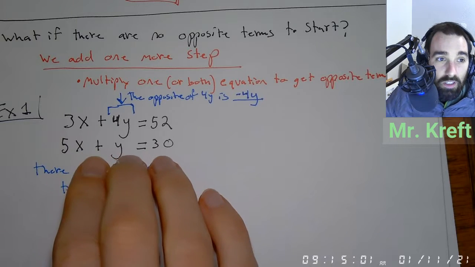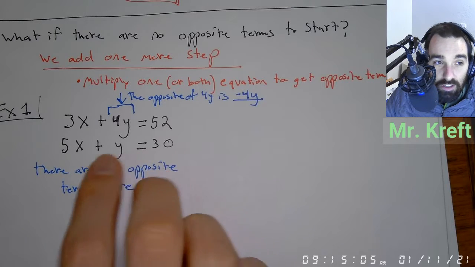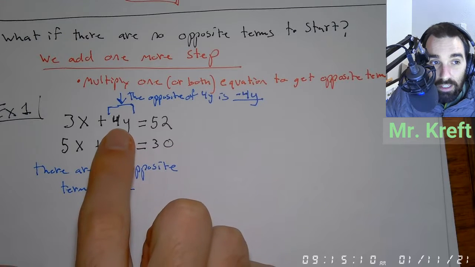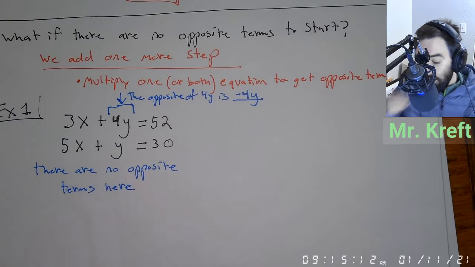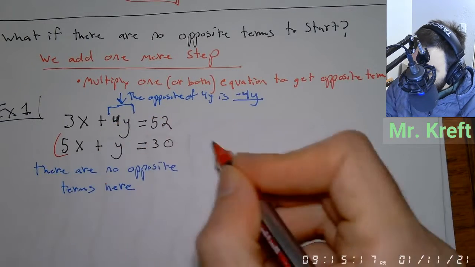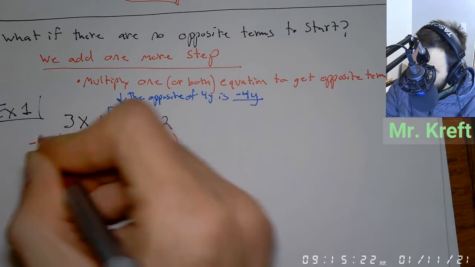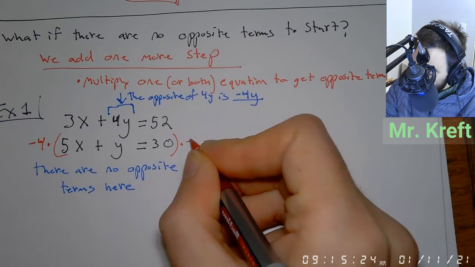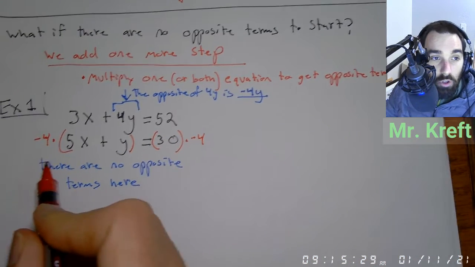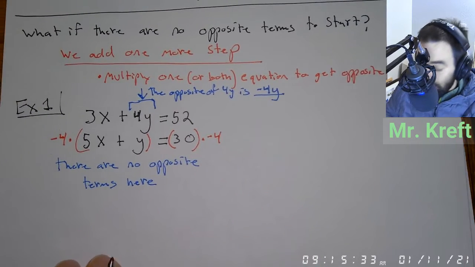So what we want to do is multiply this bottom equation by negative 4, because if we multiply this by negative 4, we will get a 4y and a negative 4y. To do this, I'm going to use my red pen here. I'm going to multiply by negative 4. I really should think of it like this, the left and the right. So I'm going to multiply the left side by negative 4 and the right side by negative 4.